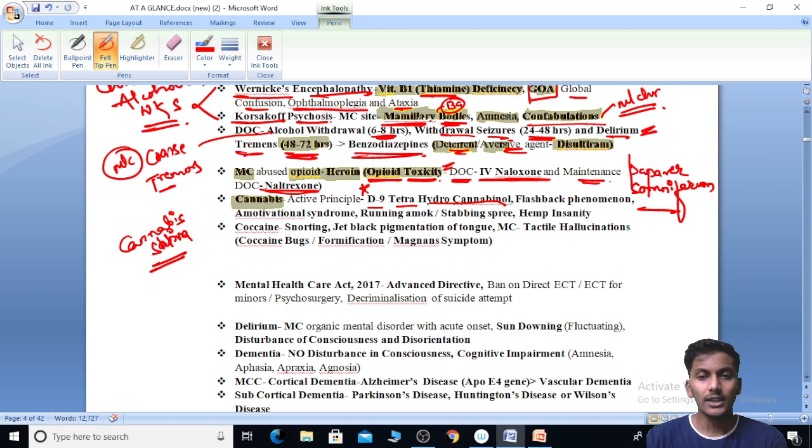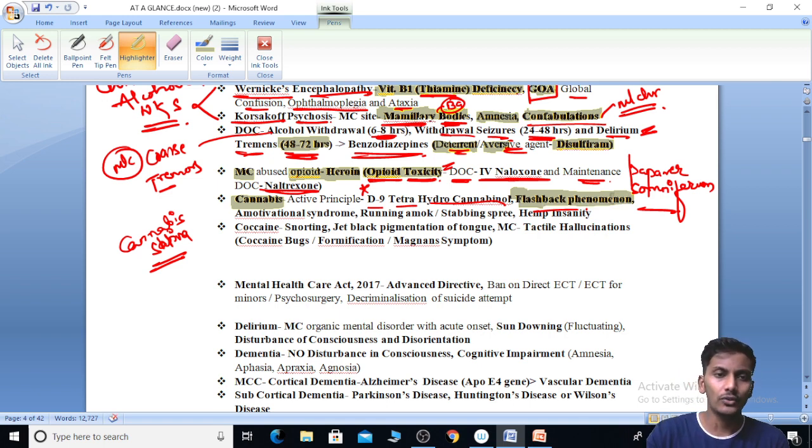Next one, guys, talking about cannabis intoxication. If a person is intoxicated with cannabis, what can happen? The person would experience flashback phenomena. So please remember, like the last time he was intoxicated with cannabis, usko wo sab cheeze yaad aane lagegi. This is known as flashback phenomena. So the person experiences flashback phenomena in which substance abuse? In cannabis abuse.